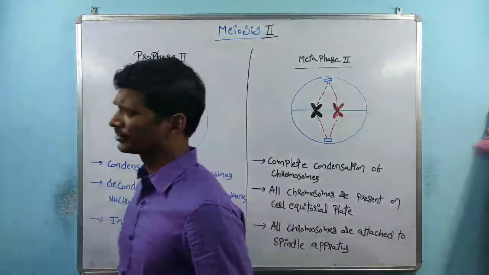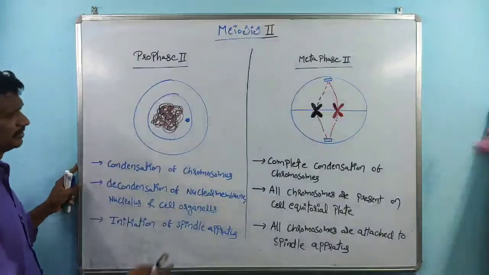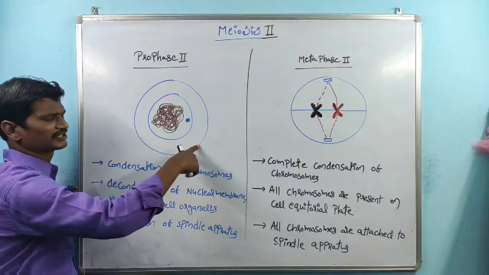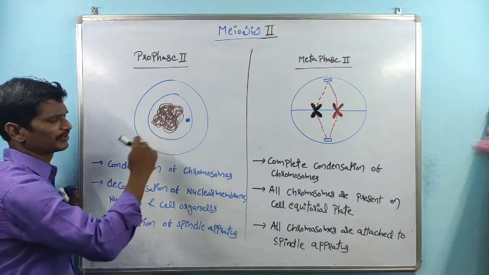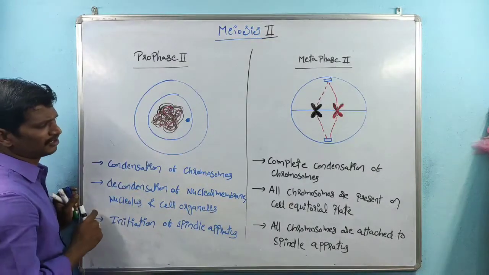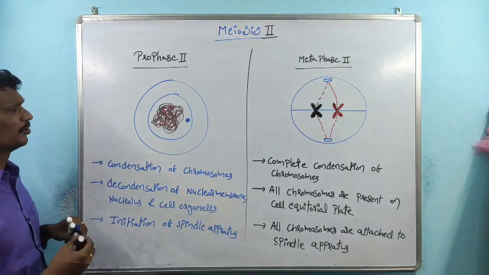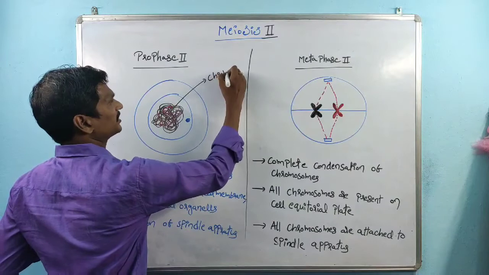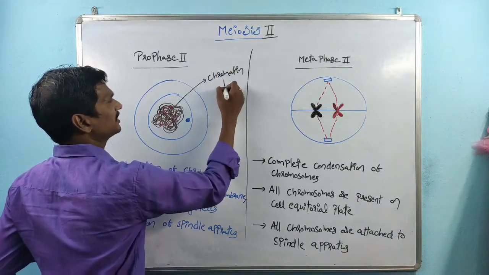So in prophase 2, this is the nuclear membrane structure. Condensation of chromosomes is nothing but the chromatin that is present starting its condensation.